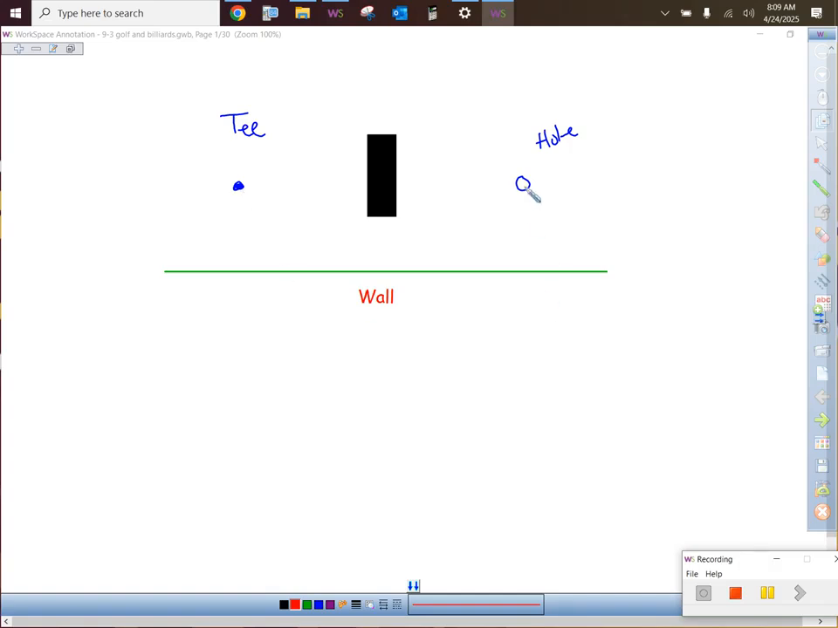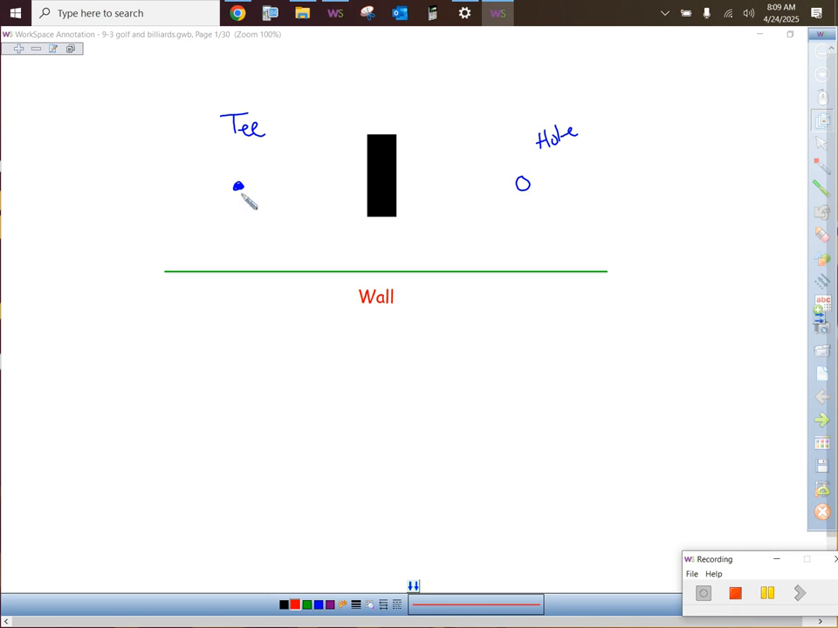I've got to get the ball into the hole, but here's the problem. There is an obstacle in the way. I cannot hit this ball straight into the hole, and there are rules. I cannot let the ball leave the ground to shoot it over that. That'd be awesome if I could do that, but that's against the rules. And I can't put any spin on the ball either.